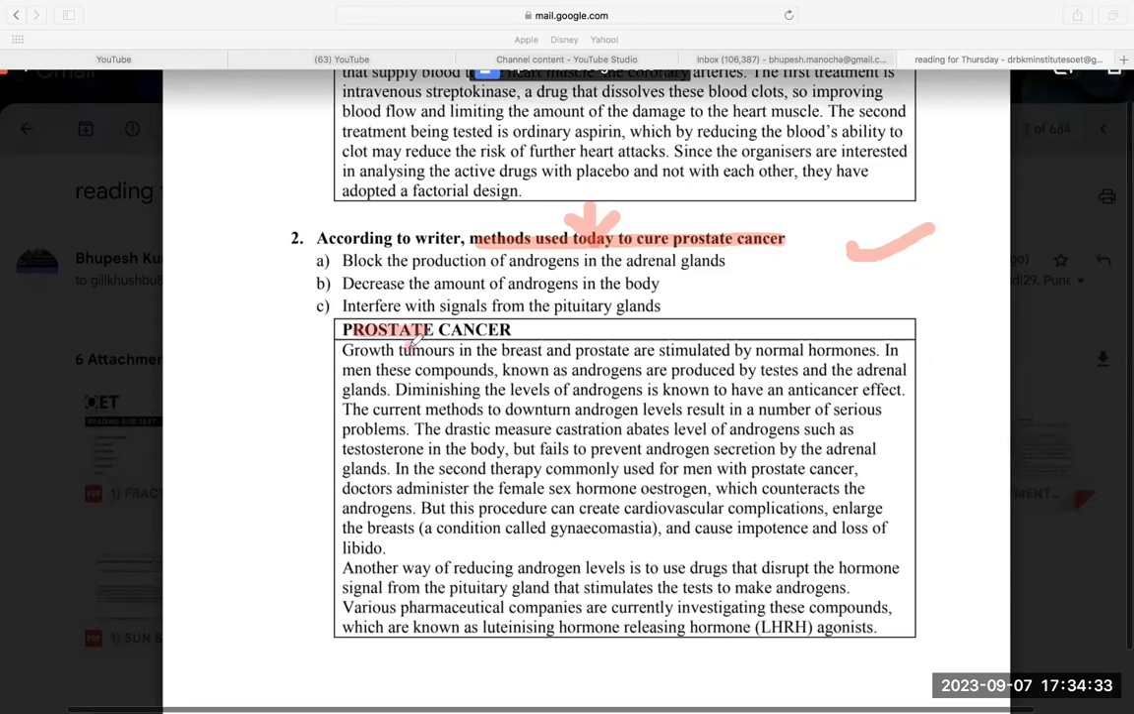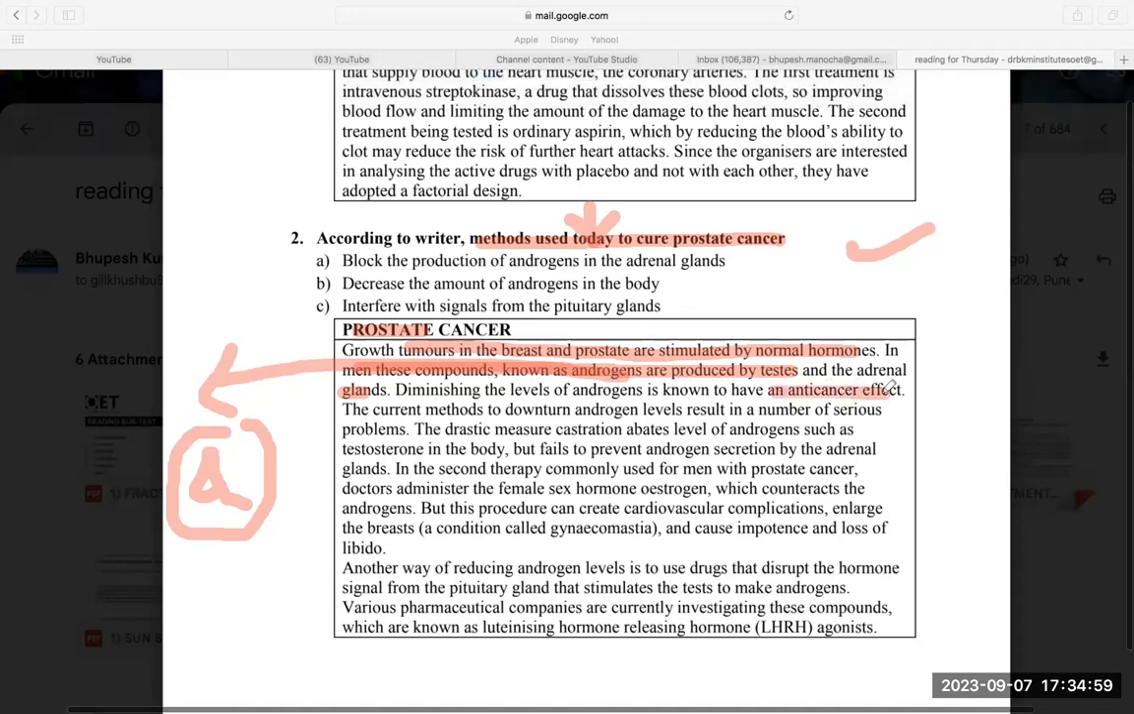Prostate cancer. Growth of tumors in the breast and the prostate are stimulated by the normal hormones. In men, these compounds are known as androgens, produced by the testes and the adrenal glands. So the main cancer-causing hormone is androgen. I will name it A, A for androgen. So A is the main hormone that is causing it. Diminishing the level of A is known to have an anti-cancer effect. So I have to decrease the level of A.